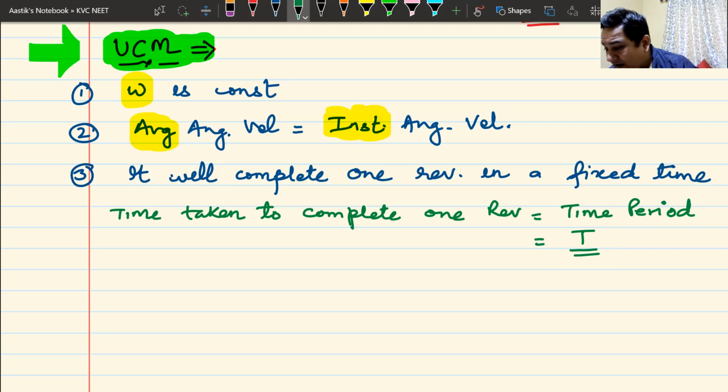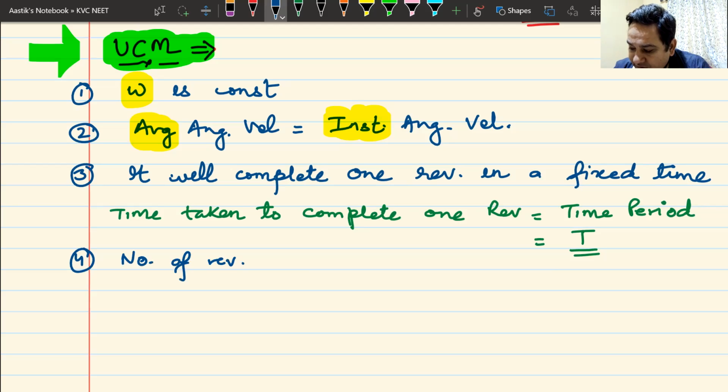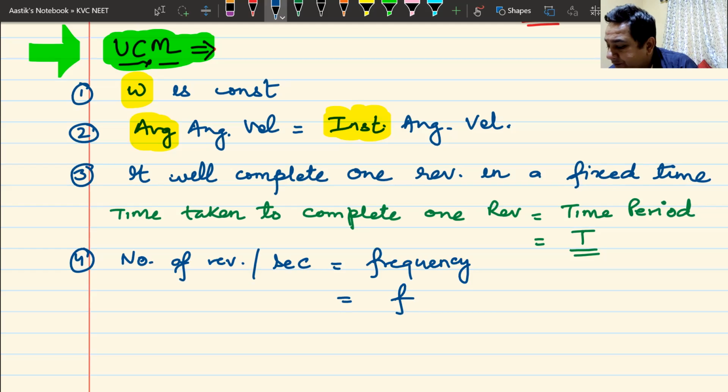Now once you have this time period capital T, you also have one more term, which is the number of revolutions in 1 second. That number of revolutions that a body takes in 1 second, how many revolutions it is taking in 1 second, is known as the frequency. You must remember, number of revolutions per second is known as the frequency of uniform circular motion, denoted by normally small f.